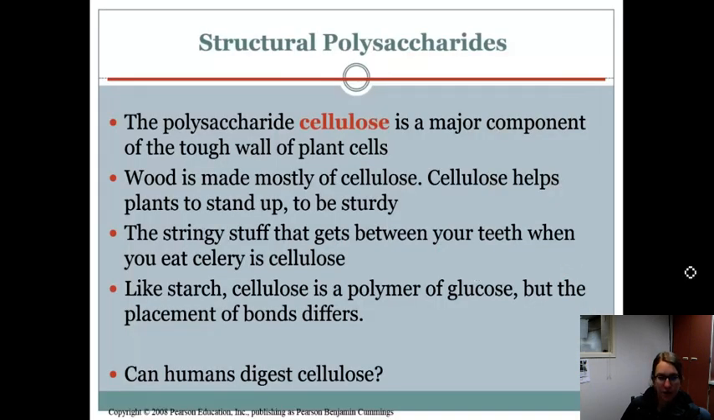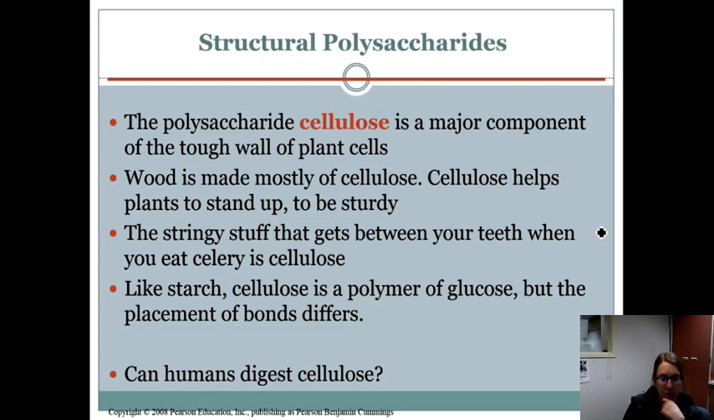So then our third and last major polysaccharide you need to know is cellulose. Cellulose is for structural support. So it's really supportive and strong, and it makes up the wall of plant cells. They have cell walls. When you get stringy celery stuff stuck in your teeth, that's cellulose. And wood is also made mostly of cellulose. It's also glucose only, just like starch and glycogen were, but the bonds are different from each other.